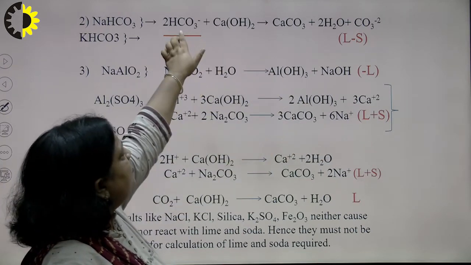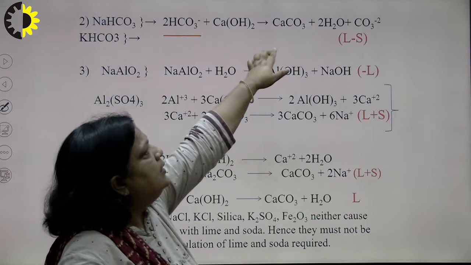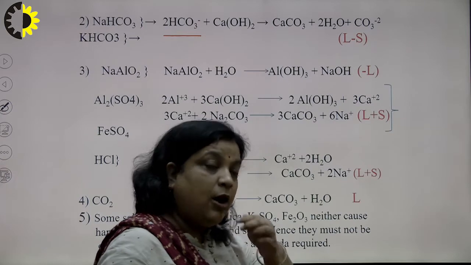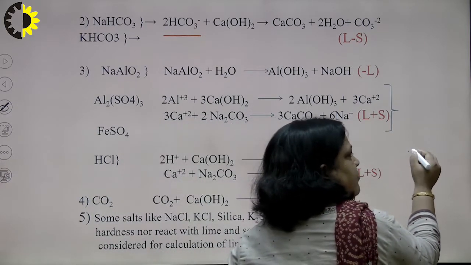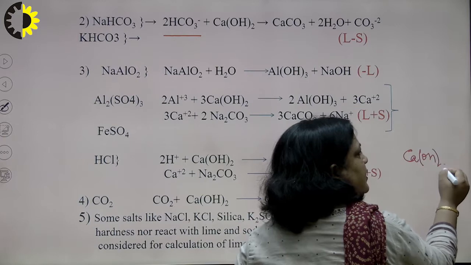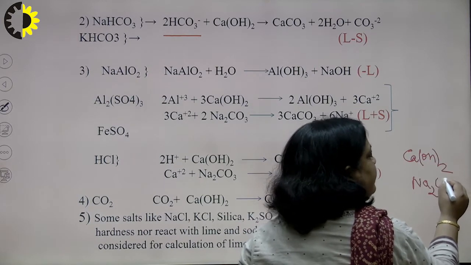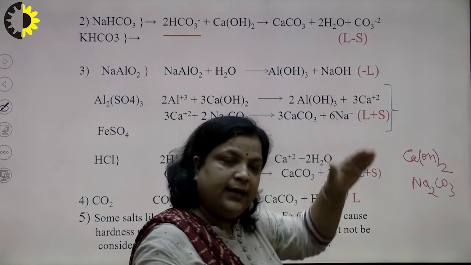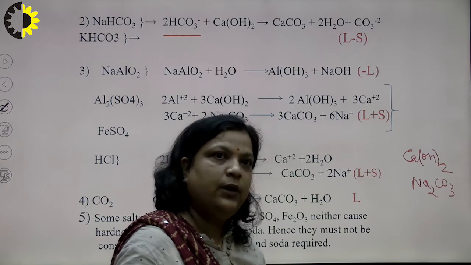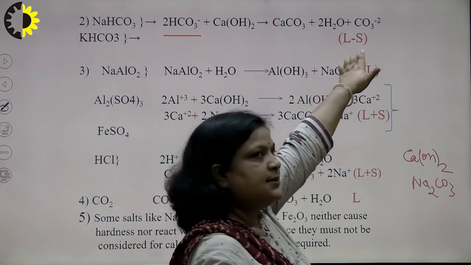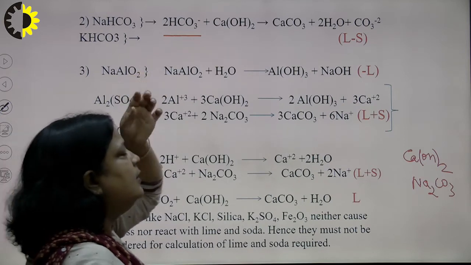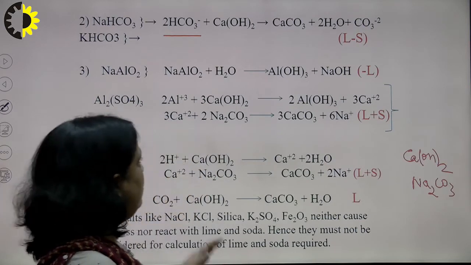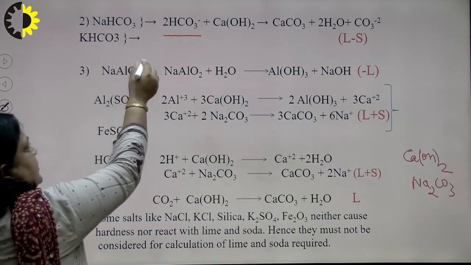So, calcium carbonate, that is we have to add lime, we get CaCO3 plus H2O plus this carbonate. And carbonate, basically lime means Ca(OH)2 and soda means Na2CO3. So, carbonate contributes in soda, that is we get soda, we do not require soda, get soda means minus S. So, for bicarbonate, what is our requirement? Lime minus soda.